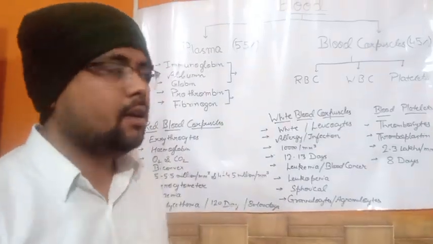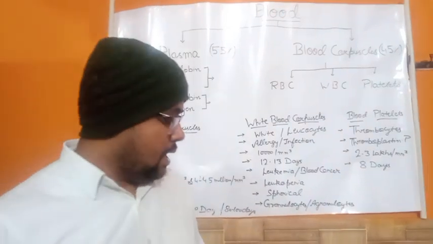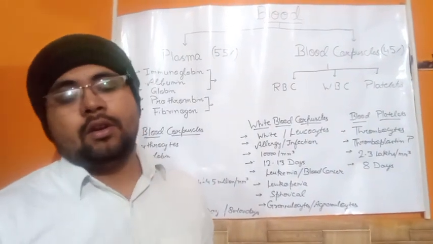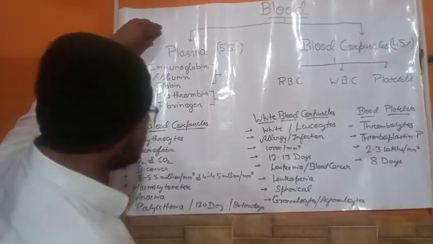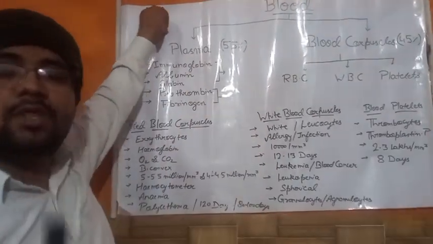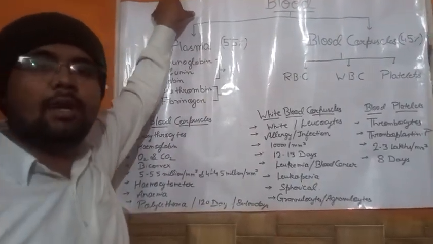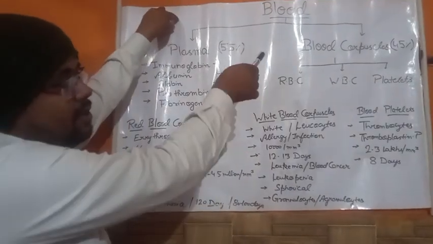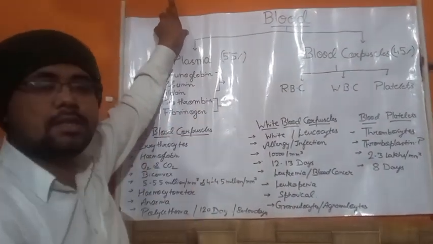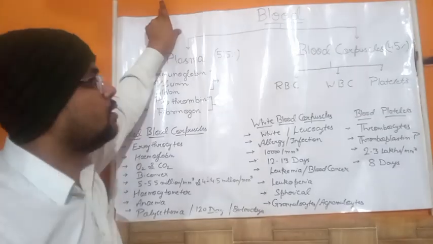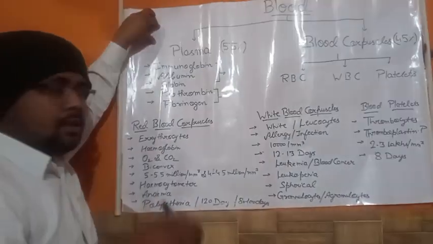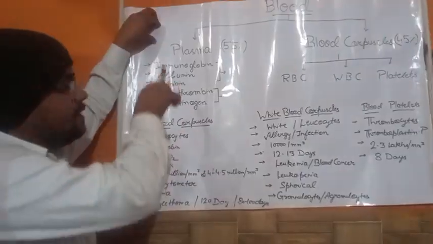Okay, after that, blood. Blood is made of two things. The first one is plasma, which is 55% in our body. And the second one is blood corpuscles, which is 45% in our body. The plasma is further divided into these five.